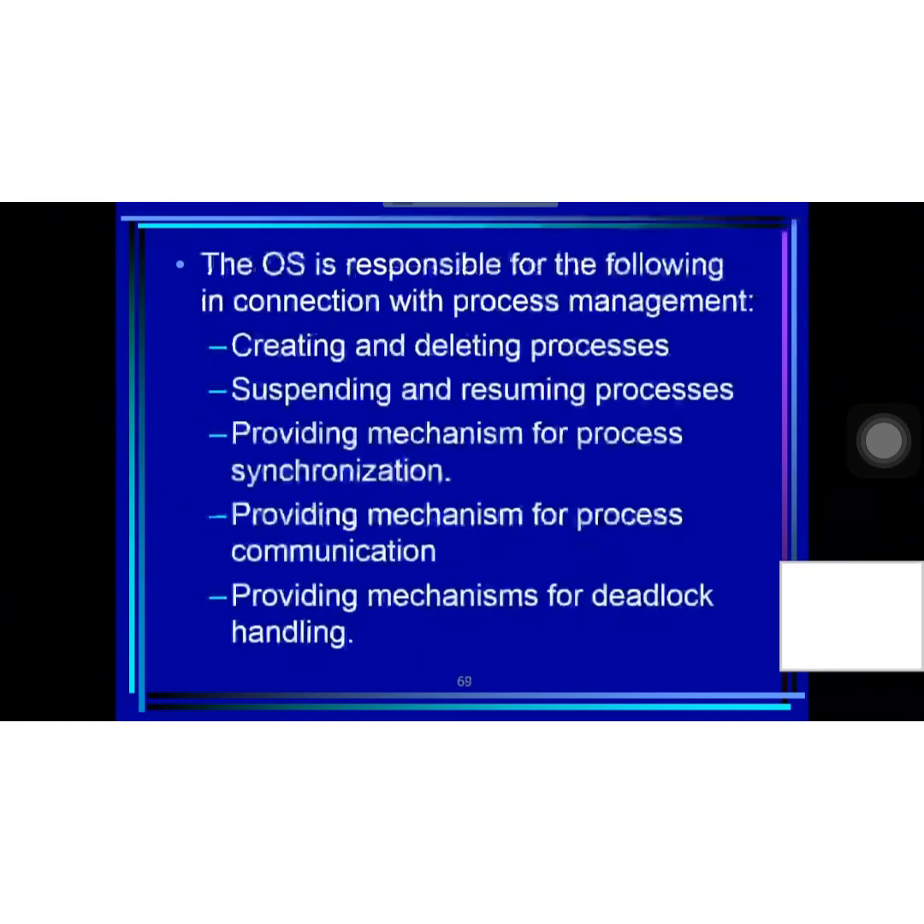The operating system is responsible for the following in connection with process management: scheduling processes and threads on the CPUs, creating and deleting both user and system processes, suspending and resuming processes, providing mechanisms for process synchronization, and providing mechanisms for process communication.